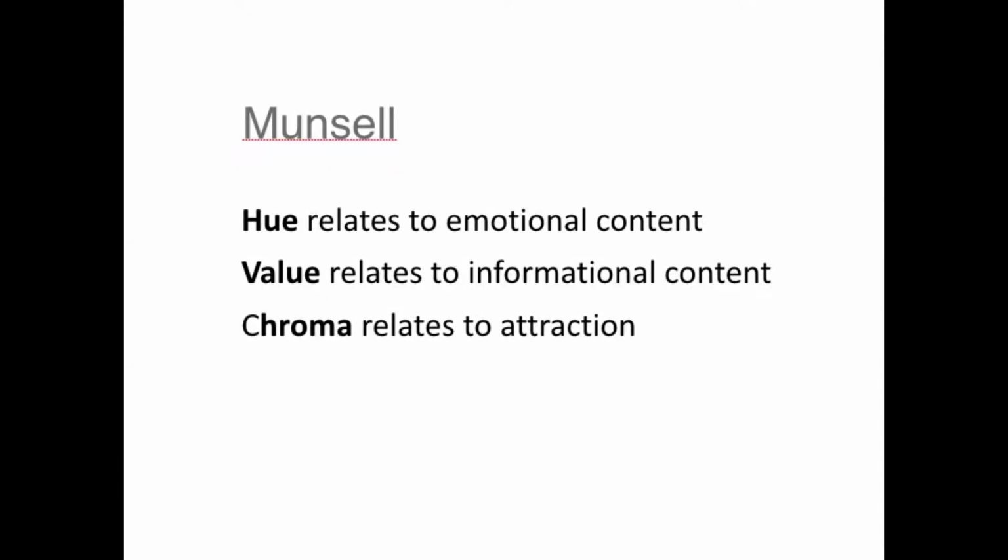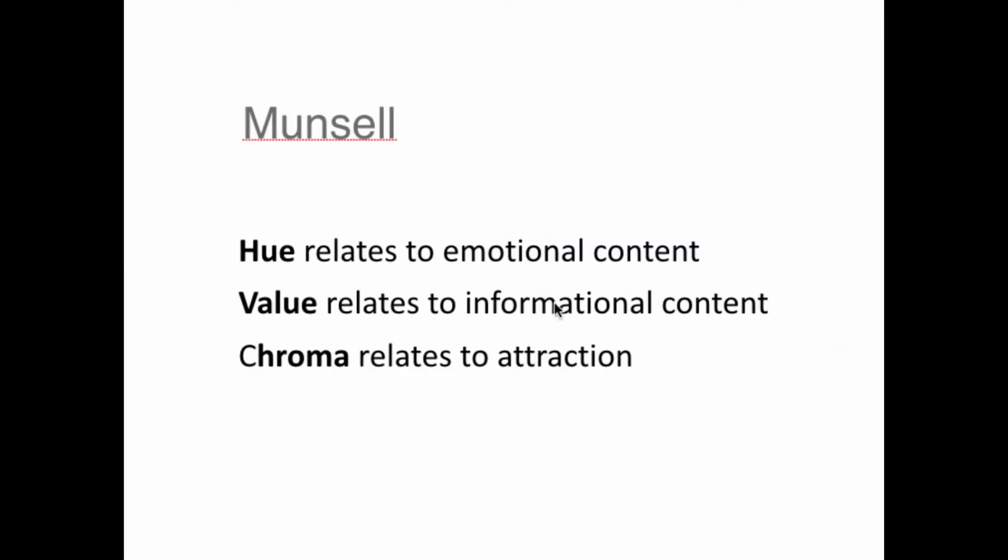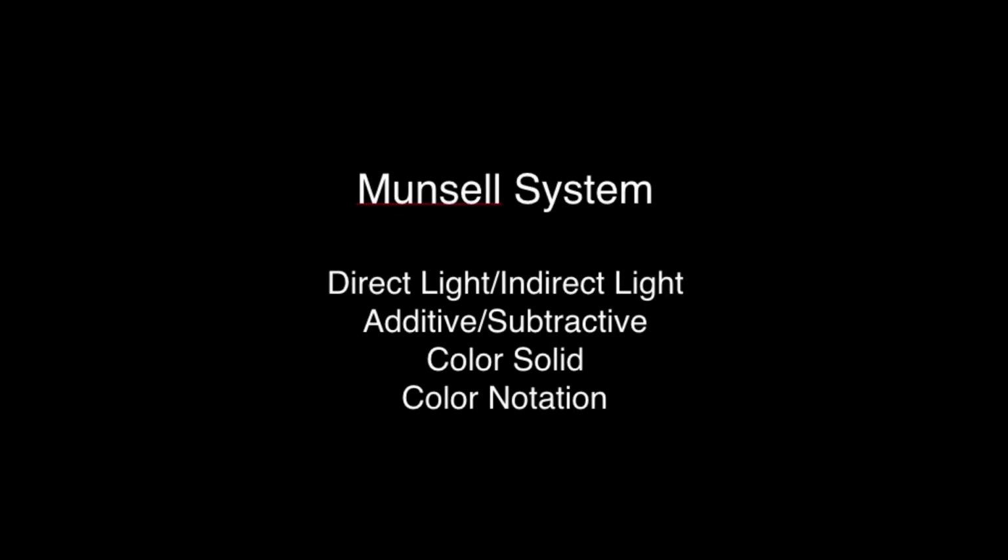Whereas Itten dealt with three properties, Munsell also dealt with three aspects of color, and he talked about hue that related to emotional content, value relates to informational content, and chroma relates to attraction. So chroma is basically the saturation, value is the ability to see the color, and hue relates to the strength of the color. Munsell is used with both direct light and indirect light, so it can be both additive and subtractive. It includes a color solid, and it is designated by color notation rather than color properties.